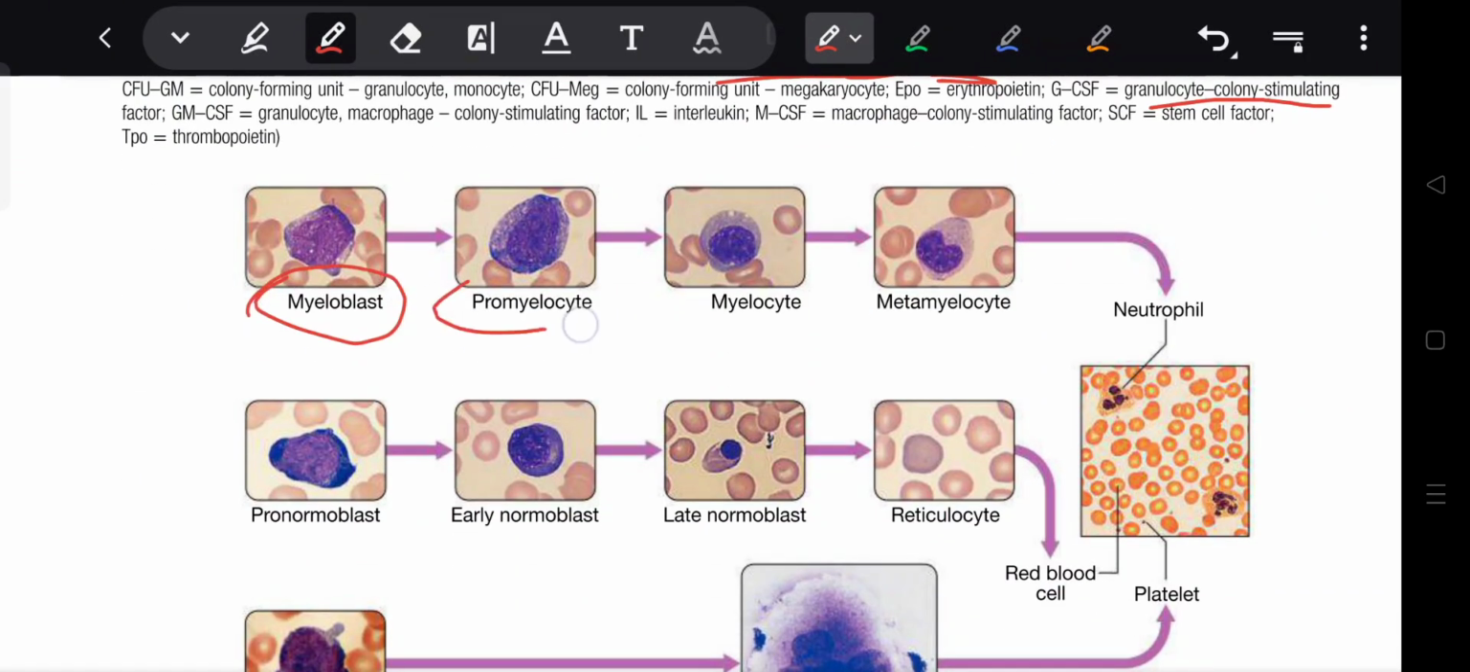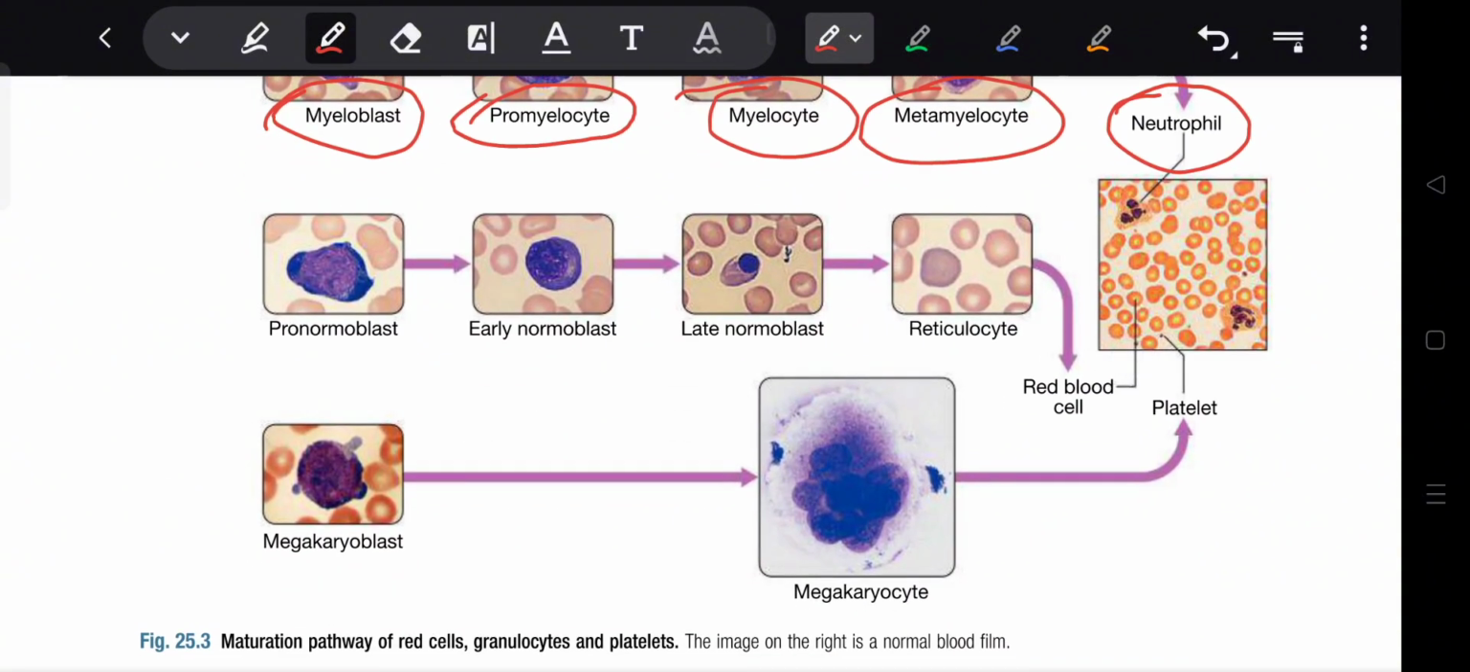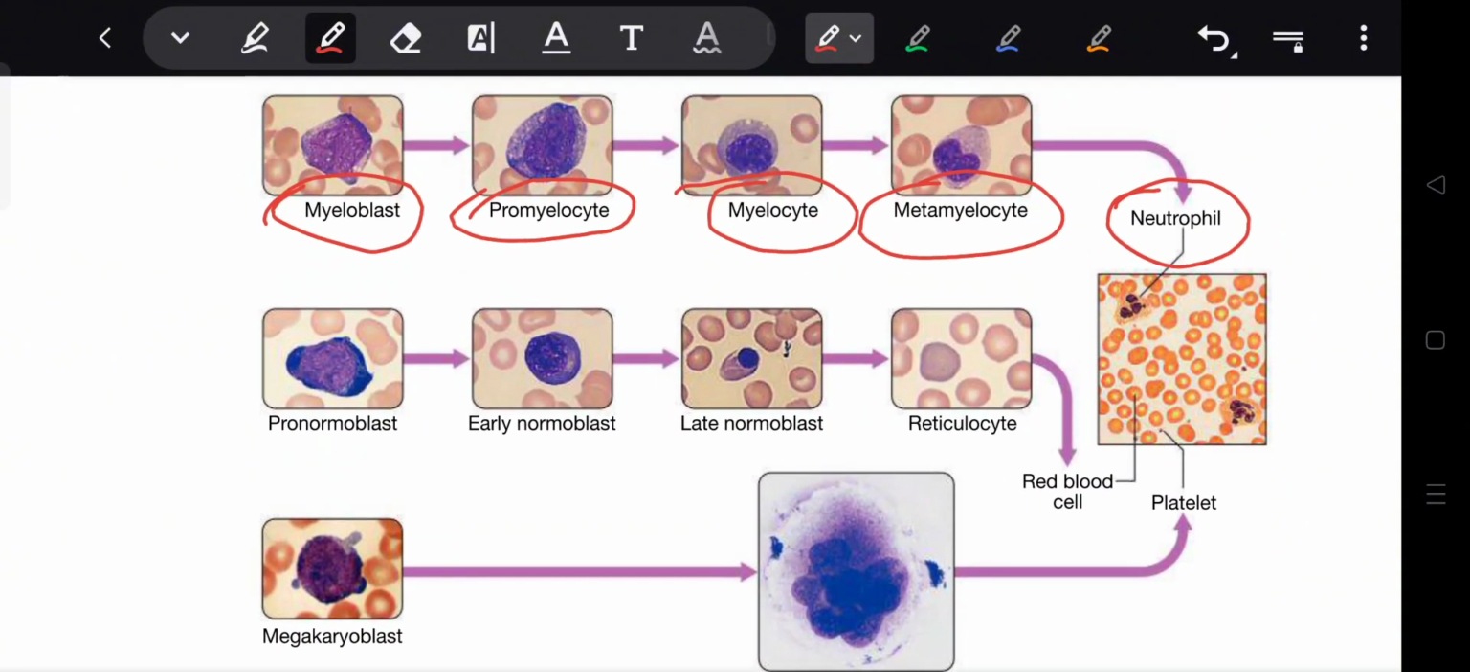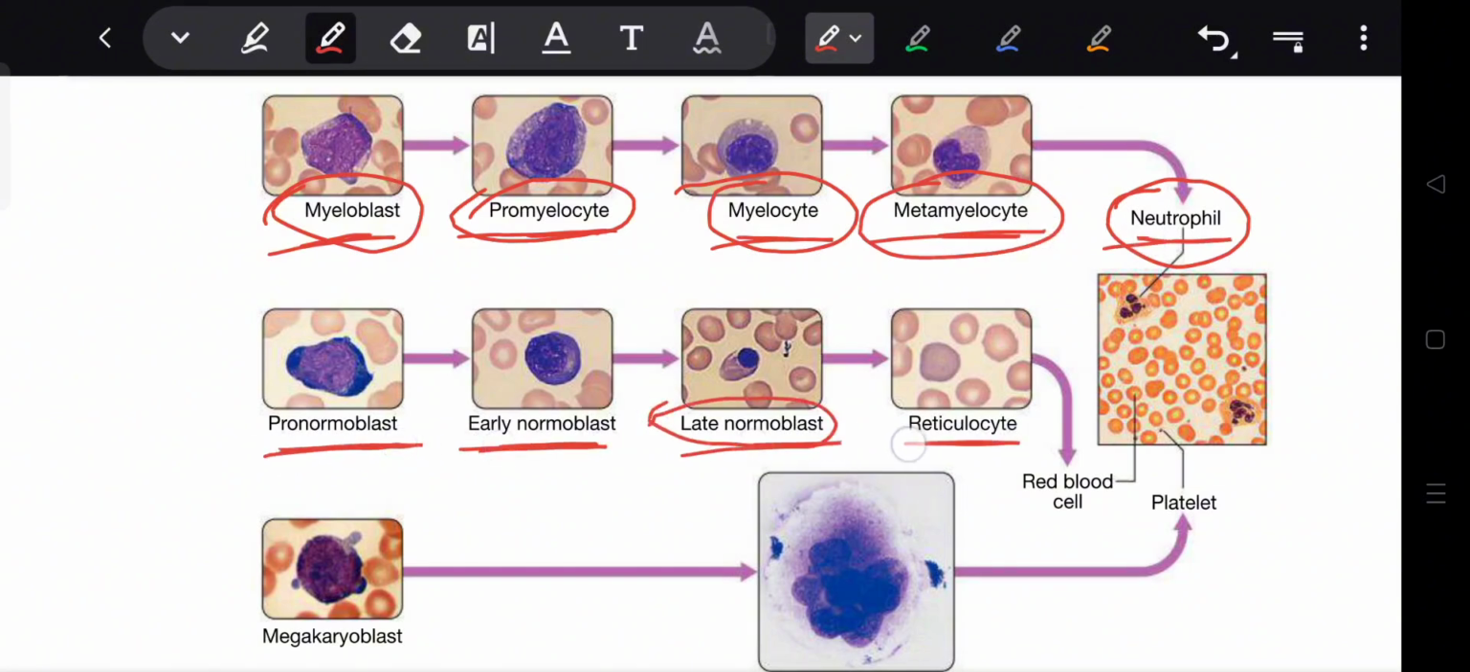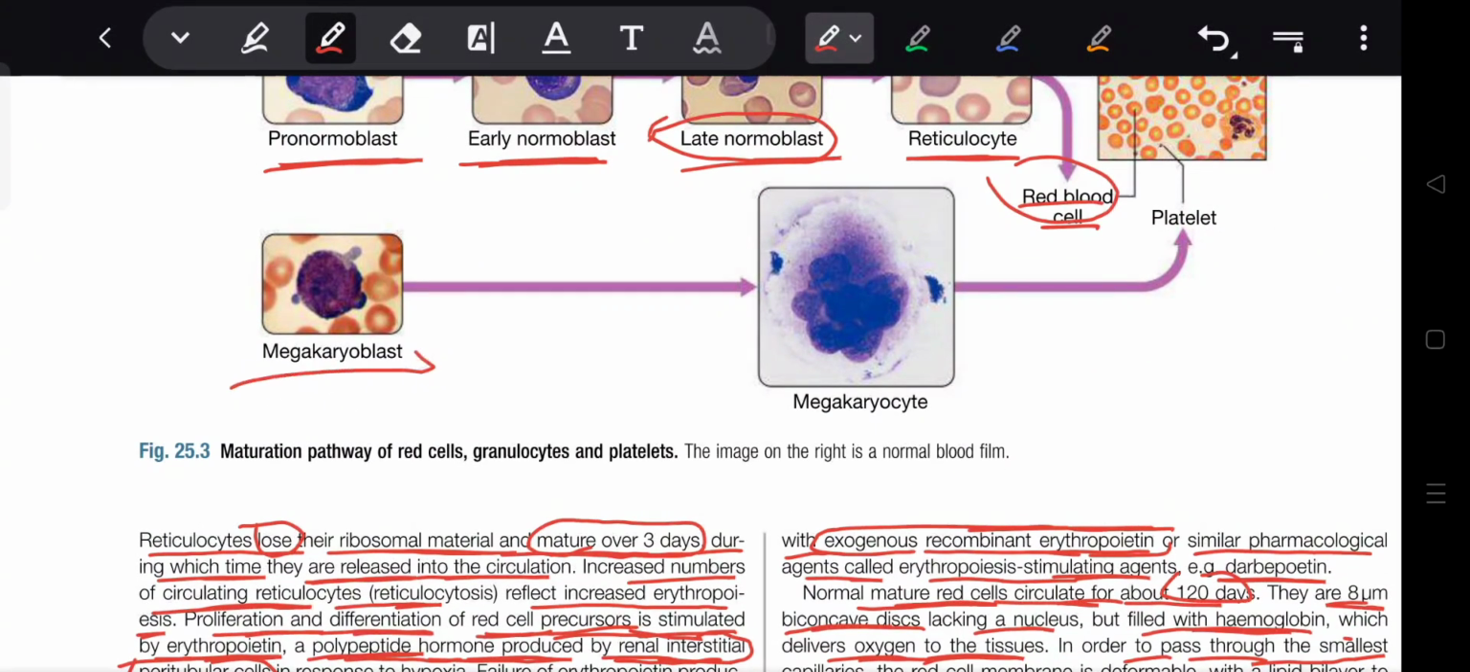Myeloblast, myelocyte, metamyelocyte, neutrophil. Red blood cell lineage: pronormoblast, early normoblast, late normoblast, reticulocyte, red blood cell. Megakaryocyte, platelet.